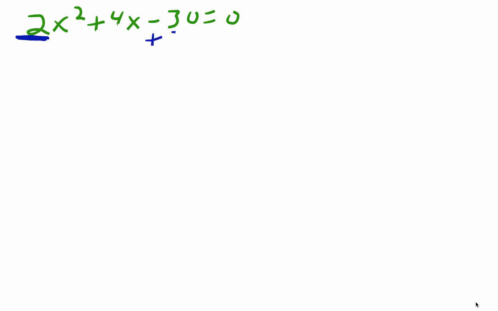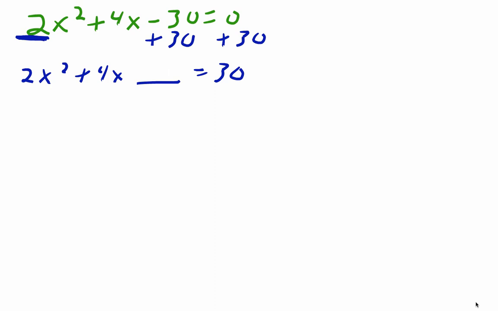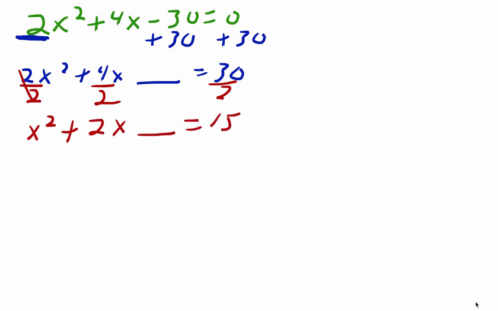First I'm going to add 30 to both sides, because you have to get rid of that c term. So I have 2x squared plus 4x, leave our blank, equals 30. Now to make this a 1, I'm going to divide everything by 2, because that cancels out and makes it a 1. So now I have x squared plus 2x, leave our blank, equals 15.